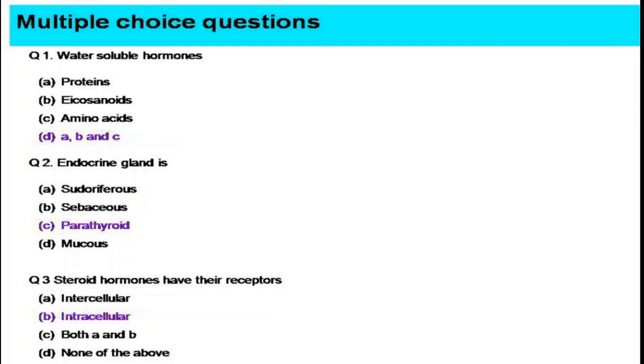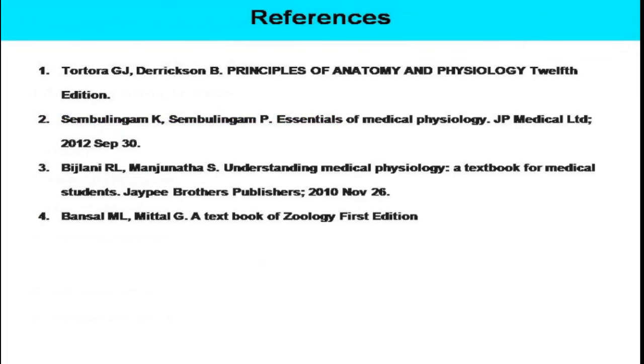Question number 3, steroid hormones have their receptors: A intercellular, B intracellular, C both A and B, and D none of the above. The answer is: steroid hormones have their receptors intracellular.